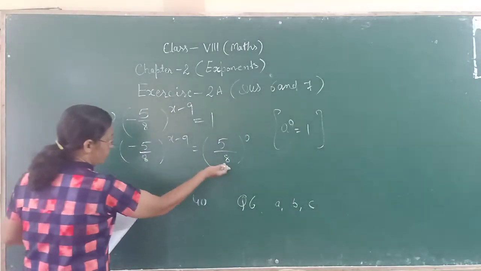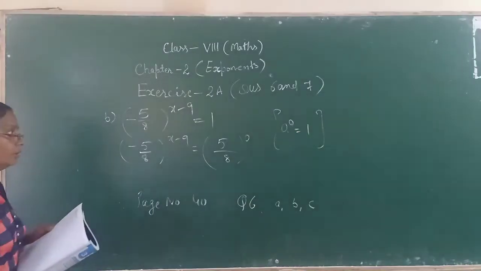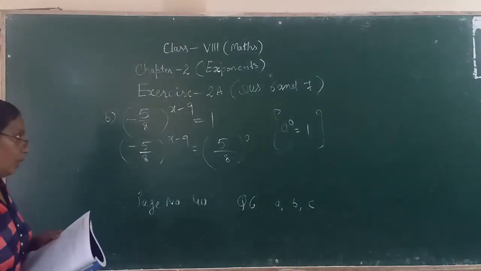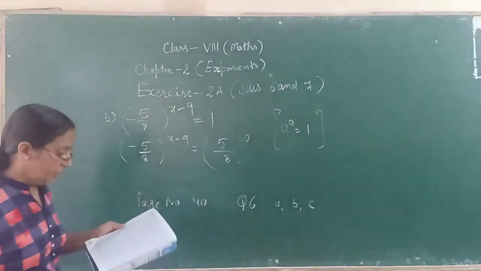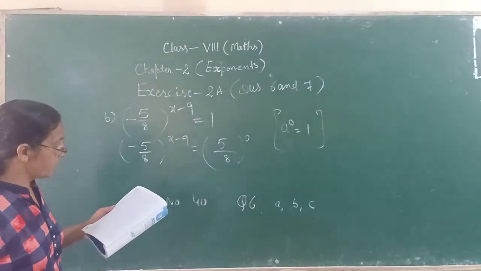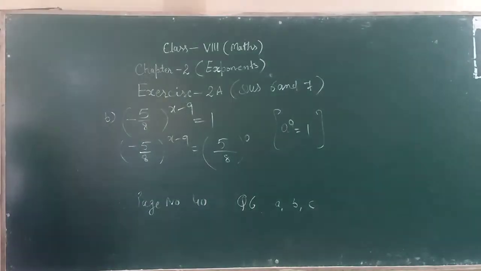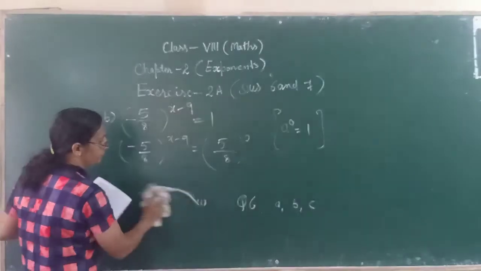So bases are equal, then you can write same thing, bases are equal, then exponents also will be equal. आप इसको equal रख सकते हैं, x minus 9 is equal to 0 और then you will get x value 9. You have to complete it yourself. Now I want to give the hint to you for the C part also.